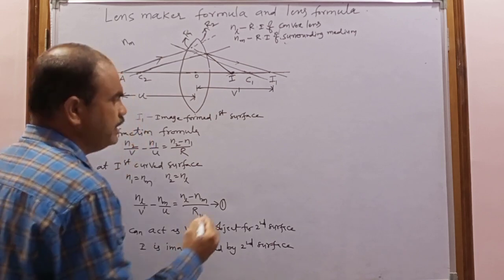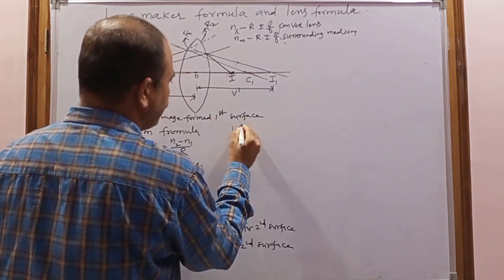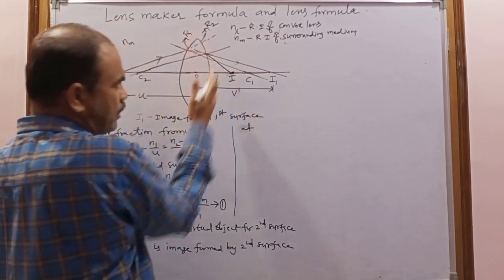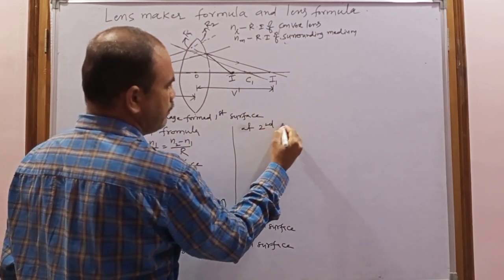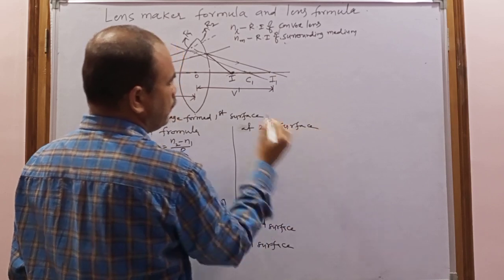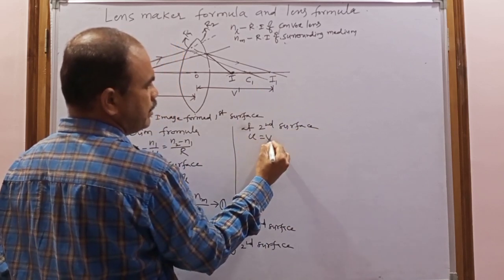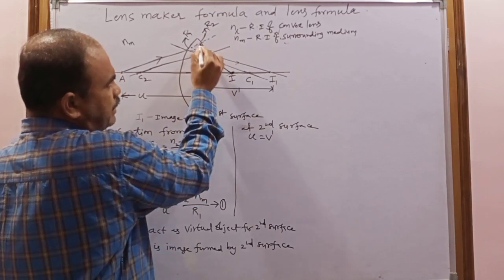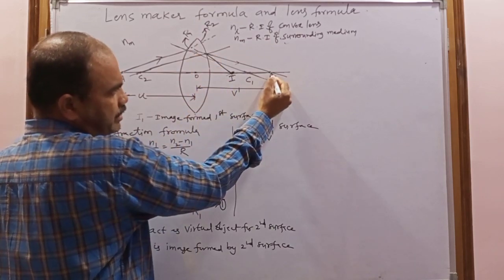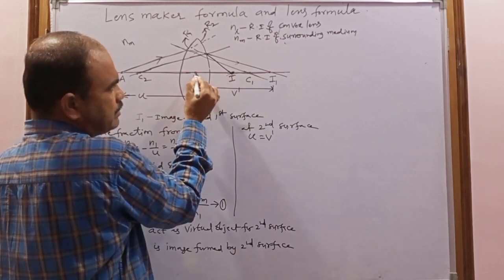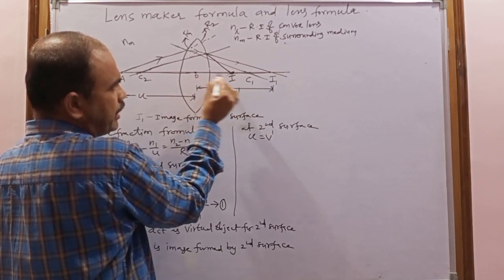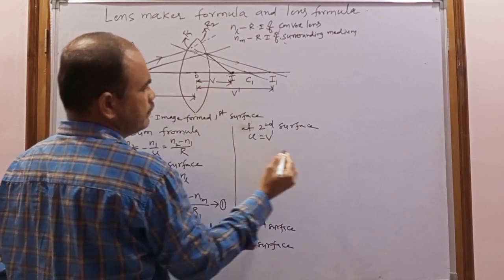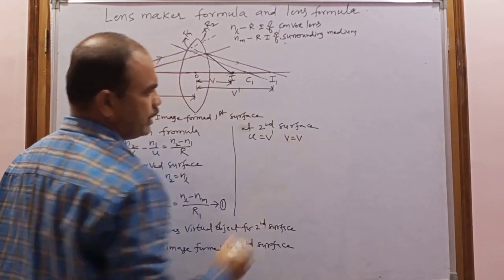When the light undergoes refraction at the second surface, what is the object distance? The object distance is nothing but V dash. The second surface can form the image of this I1 at I. So the distance between the optic center and I is the final image distance, which will be considered V.